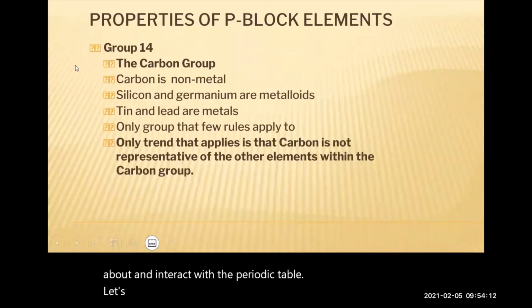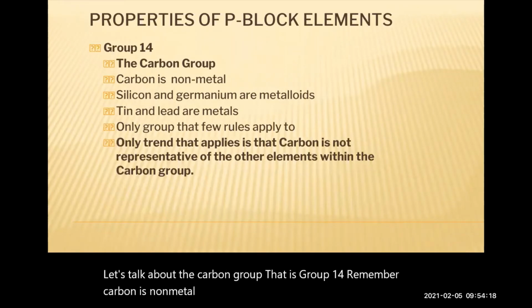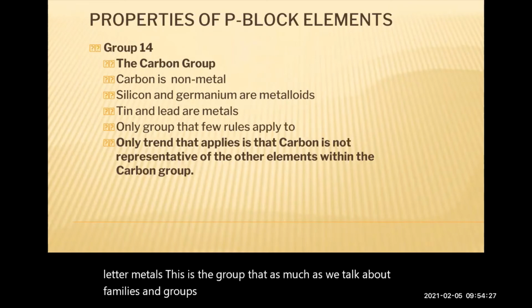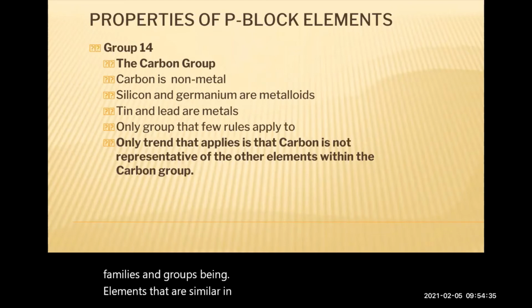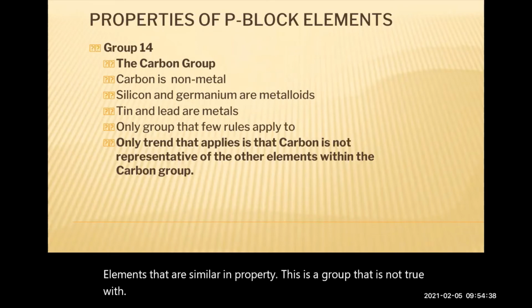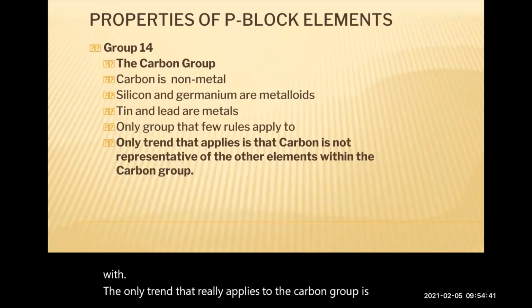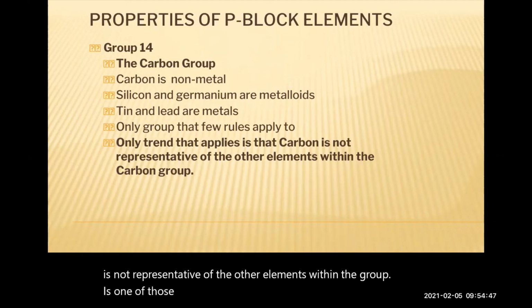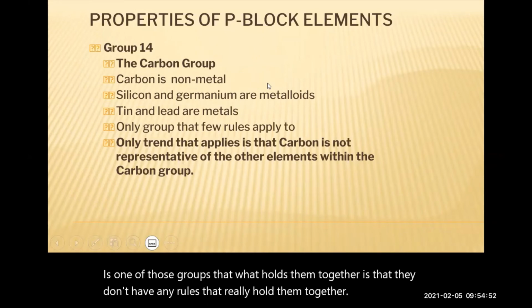Let's talk about the carbon group. That is group 14. Remember, carbon is a non-metal. Silicon and germanium are metalloids, tin and lead are metals. This is the group that, as much as we talk about families and groups being like elements that are similar in property, this is a group that is not true with. The only trend that really applies to the carbon group is that carbon is not representative of the other elements within the group. It's one of those groups that what holds them together is that they don't have any rules that really hold them together. They're all the little odd ducks.